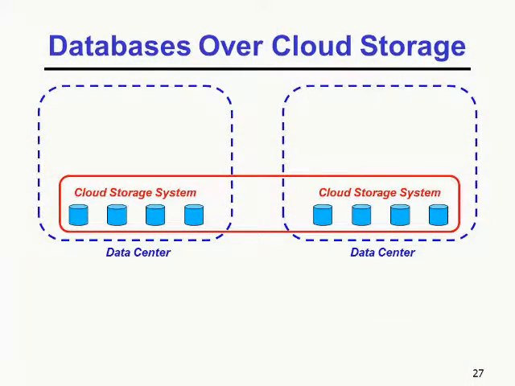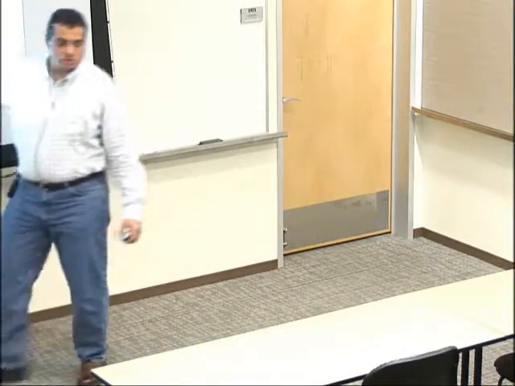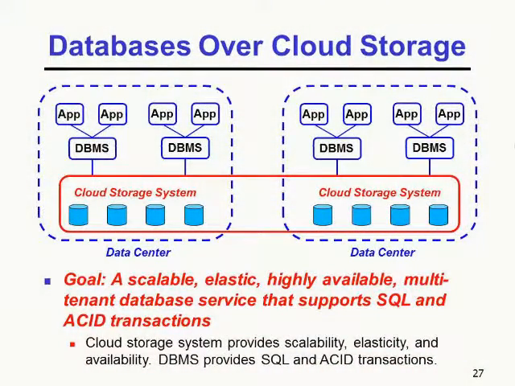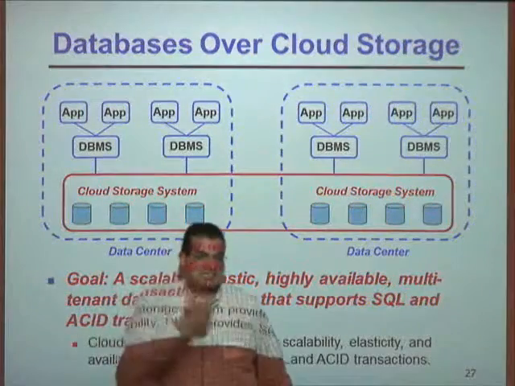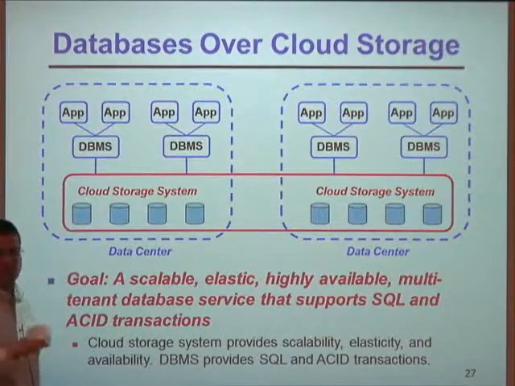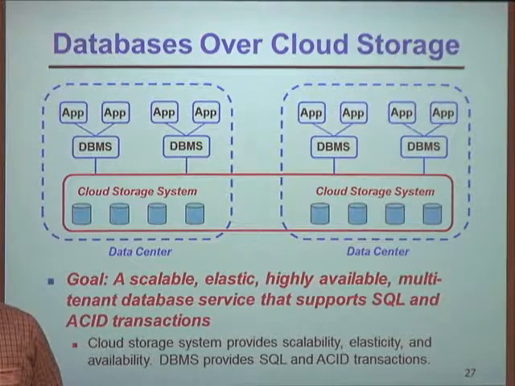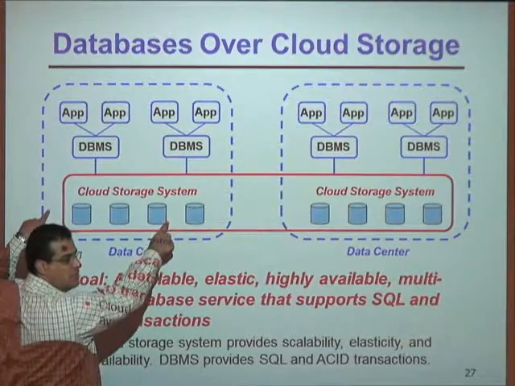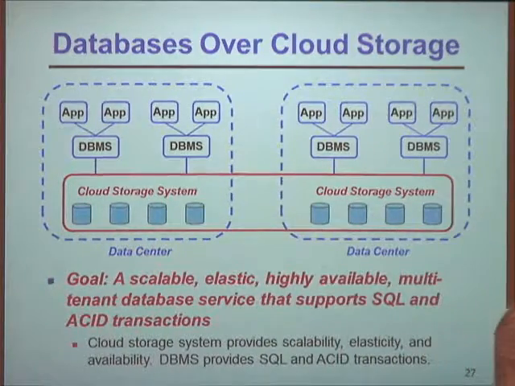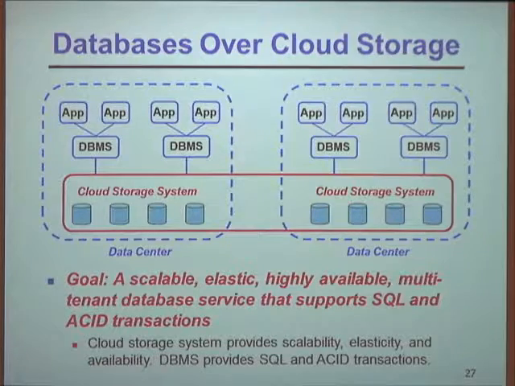And in this work, what we're saying is, if we have one of these scalable cloud storage systems running, hopefully in multiple data centers to provide disaster tolerance, can we build a multi-tenant database service in this setting by running independent database systems on this cloud storage system? Here we're not interested in scaling an individual database tenant. We assume that one machine has sufficient CPU capacity for one tenant. But we're interested in scaling the storage capacity and bandwidth available for each tenant and in scaling the number of tenants. So we want to build a scalable, elastic, highly available multi-tenant database service that supports SQL and ACID transactions. The idea is that the cloud storage system will provide the scalability, elasticity, and availability, and the database systems will provide SQL and ACID transactions.